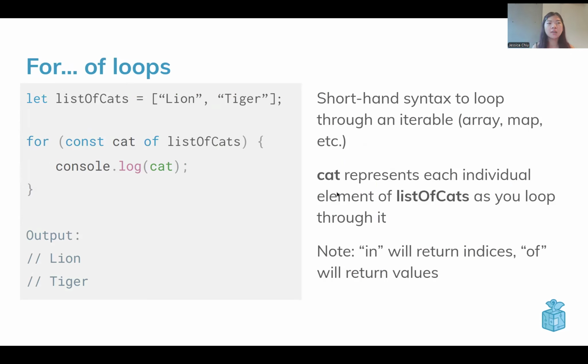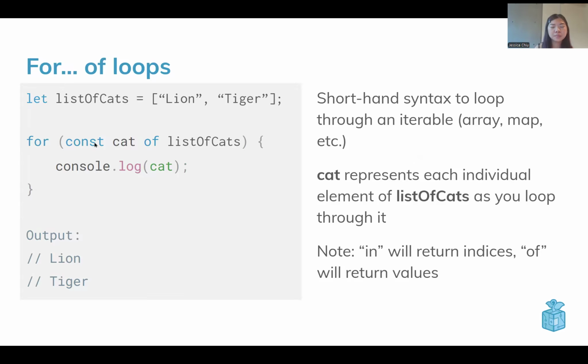Now, this is a more specific version of that for loop. It's called a for of loop. So let's say we want to loop through an iterable, which is like an array, a map, something like that. Then we can use the shorthand syntax to directly access the elements instead of having to use the indices. So this is the syntax.